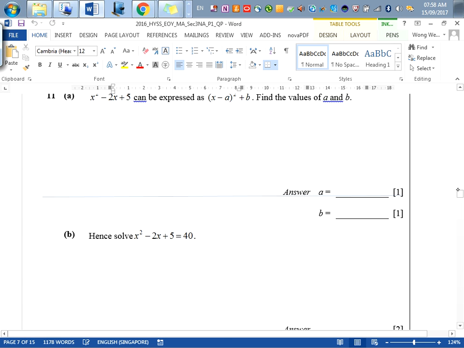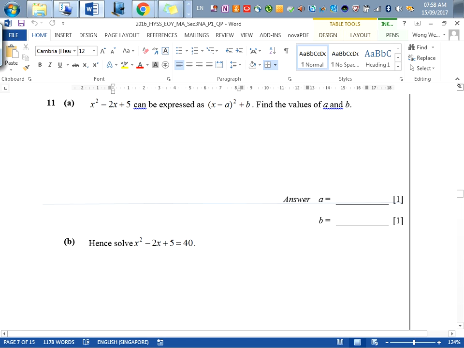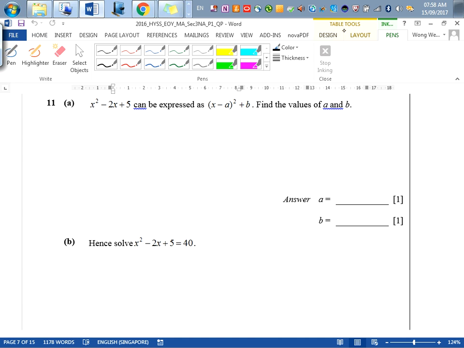Okay, what type of question is this? Question 11a. Complete the square, isn't it? Okay, completing the square, we need to identify that special number that we have to add, and then we need to subtract it again.